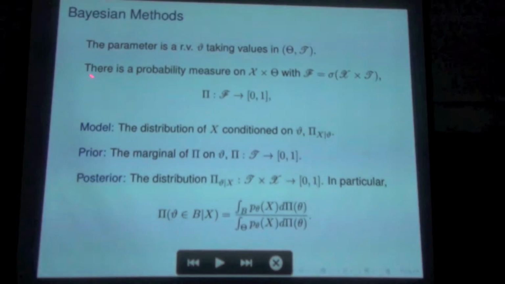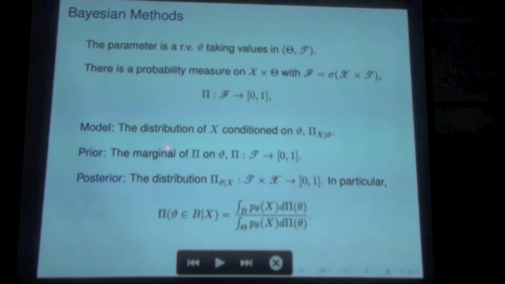And ideally, there is a probability measure on the space of samples and parameters with the corresponding sigma algebra, which is just the product, such that it maps members of the sigma algebra to the points between 0 and 1. And the model itself is the distribution of X conditioned on theta. So my model is the distribution of X, my observations, given that the parameter where they came from is theta. Right? So this is a conditional distribution of two random variables.